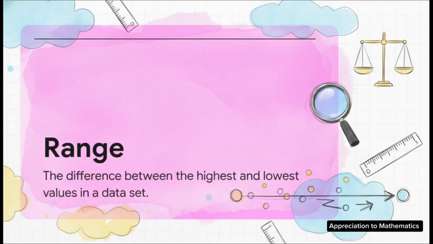First, we've got the range. This is the simplest tool for measuring spread. It's literally just the difference between the highest value and the lowest value. It quickly tells you the boundaries of your data set, the widest area that your clues are spread across. It's a fantastic first glance at the overall spread.